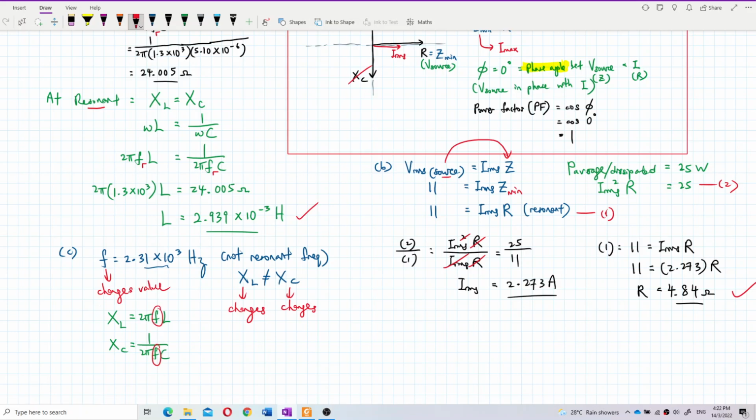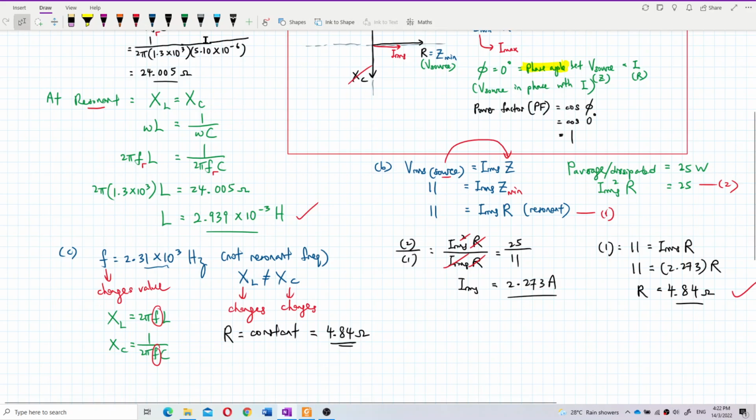Only one thing is constant: the resistance. It remains constant because resistance doesn't have a formula. Just now we got the resistance value, 4.84 ohm. This one is still constant.